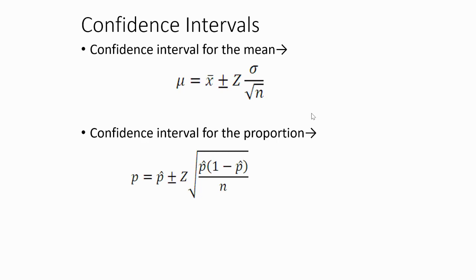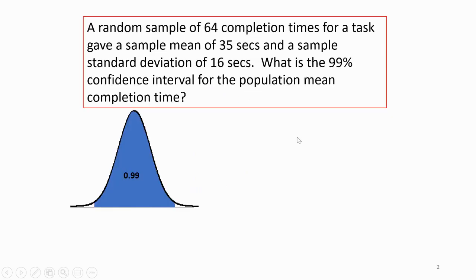If it's asked in a forwards way, all right, we've got Z scores, and then we're gonna fill in all the information they've given us. Okay. So a random sample of 64 completion times for a task gave a sample mean of 35 seconds and a sample standard deviation of 16 seconds. What is a 99% confidence interval for the population mean completion time?